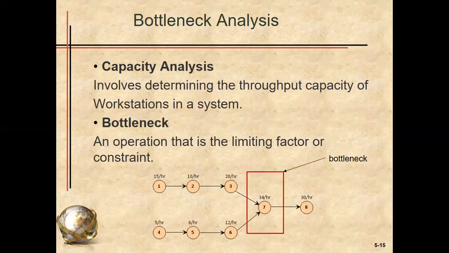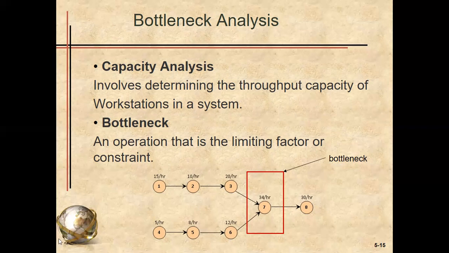Okay, bottleneck. You know bottleneck? Bottleneck in Bahasa Melayu is leher botol. So for capacity analysis, we need to identify the bottleneck, which involves determining the throughput capacity of workstations in the system. A bottleneck is an operation that is a limiting factor or constraint.